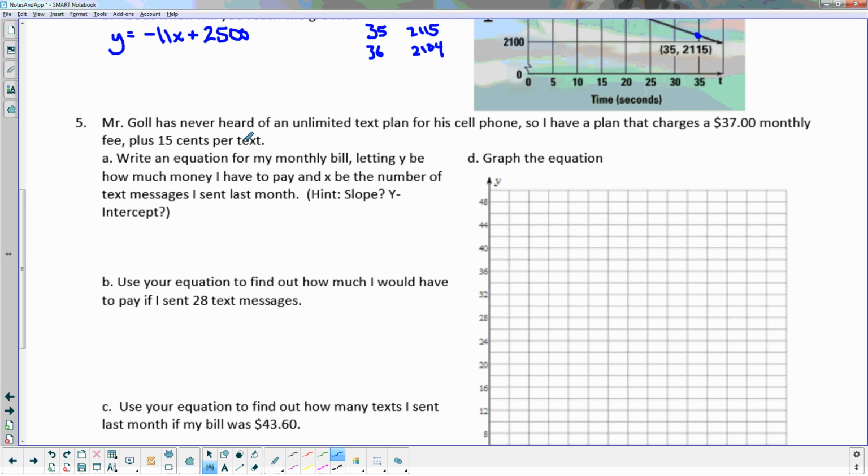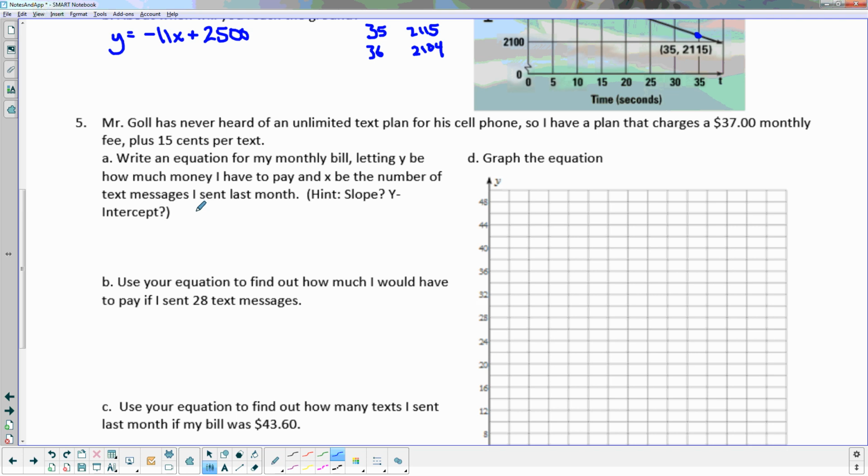It says here that Mr. Gall's never heard of an unlimited text plan for a cell phone. So I have a plan that charges $37 a month as a monthly fee, plus 15 cents for every text that I send. Here it says, write an equation for my monthly bill, letting y be how much money I have to pay, and x be the number of text messages I sent last month. So you want to know what is your slope and what is your y-intercept. That's the hint there.